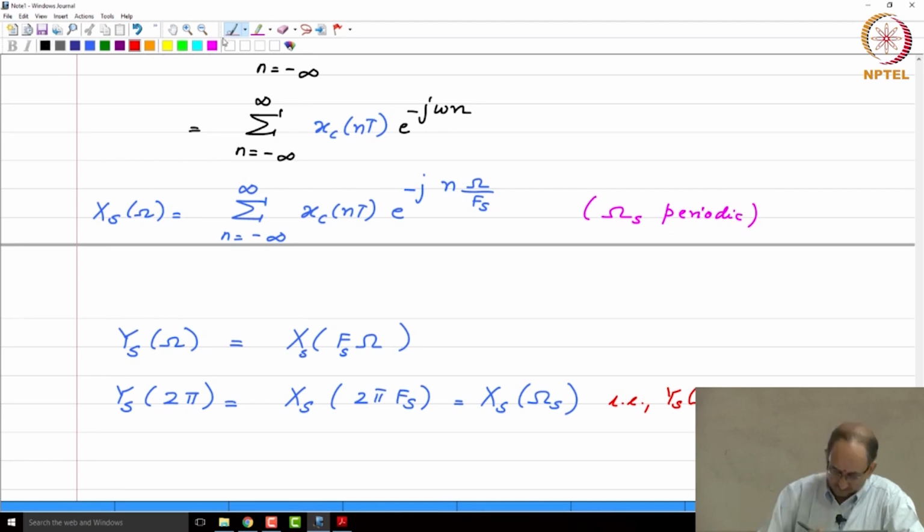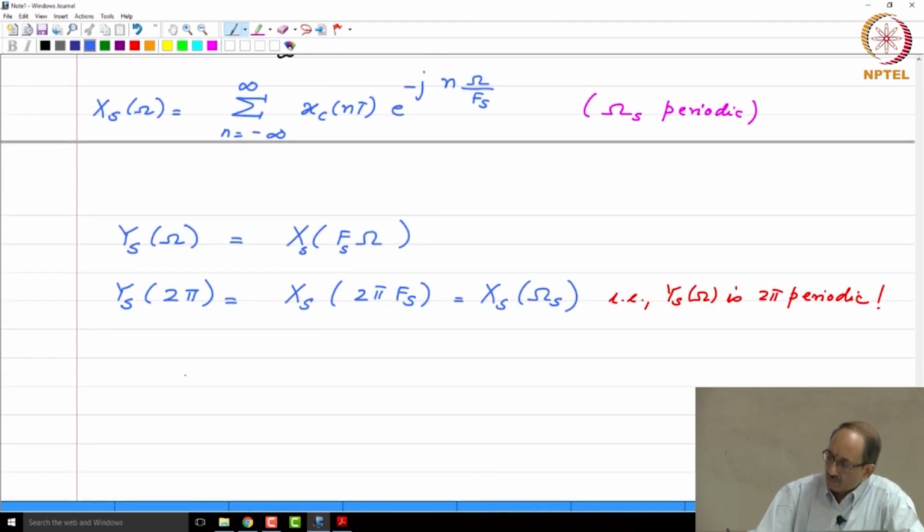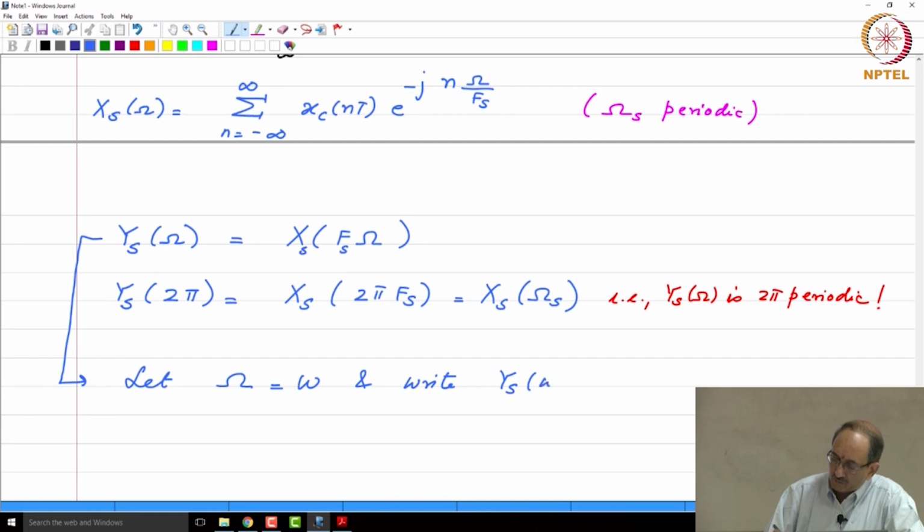Now, what we will do is we will replace omega by little omega, that is in Ys of omega, which is 2 pi periodic, we will relabel the independent axis from cap omega to little omega, and write Ys of omega as x of e to the j omega.